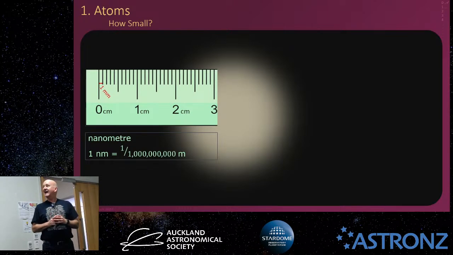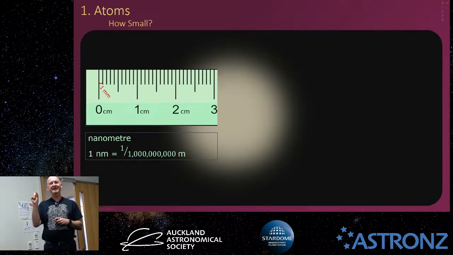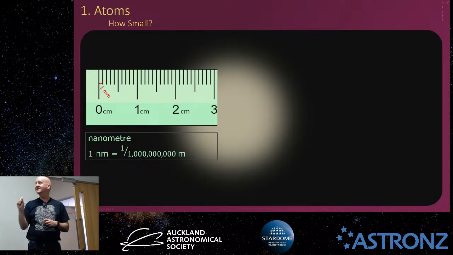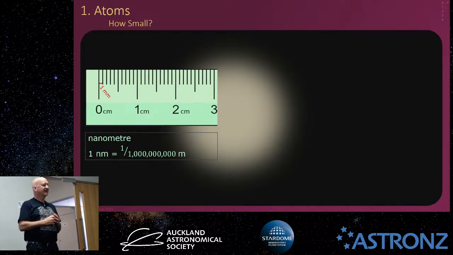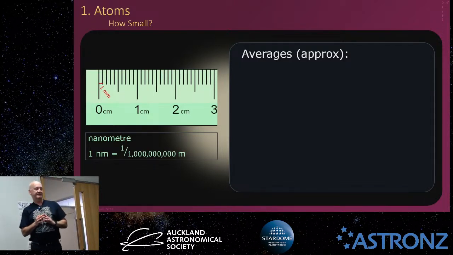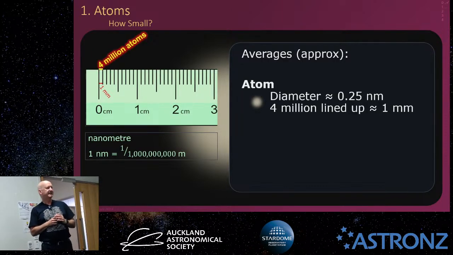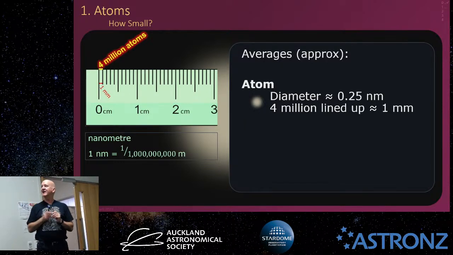And just how small are atoms? This shows the first 3 centimetres of a ruler, and that little red line there is 1 millimetre, which we're all familiar with. Now, even smaller is a nanometre, which is 1 billionth of a metre. Looking at the average size of atoms, they're all different depending on the type of atom, but on average, an atom would be about 1/4 of a nanometre in diameter. So that's 1/4 of a billionth of a metre. And that's so small, you need about 4 million lined up to make that 1 millimetre line.